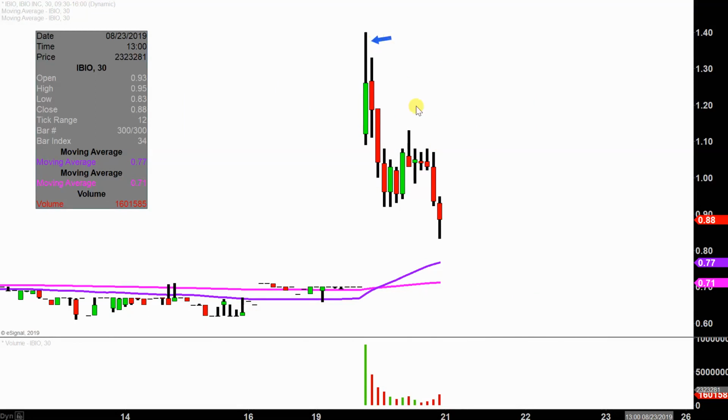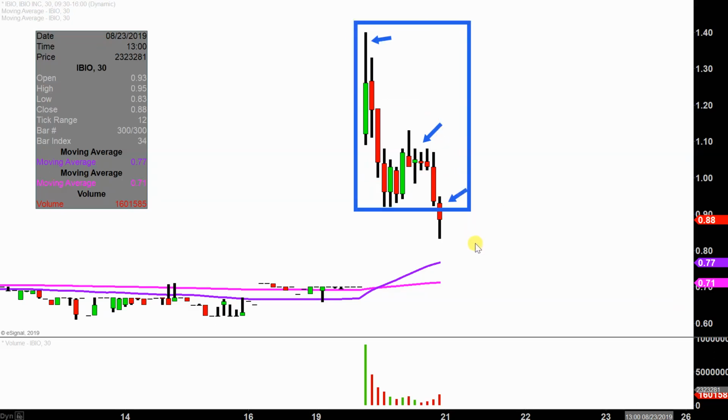Instead of each one of these candlesticks here representing one day's worth of price action, which is what you would normally see, each one represents 30 minutes. So this here may look like several days worth of time. It's actually today's price action broken down into 30-minute time slices.